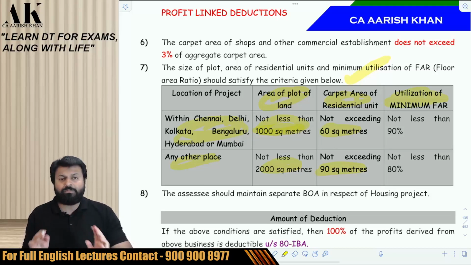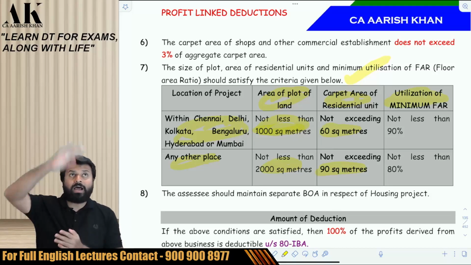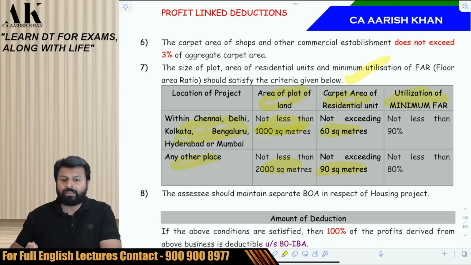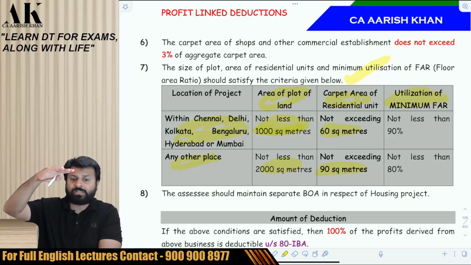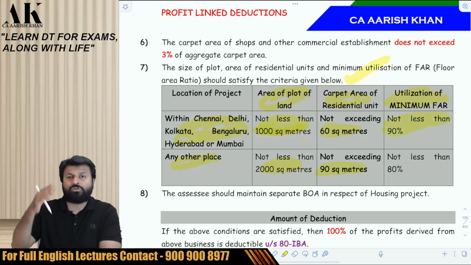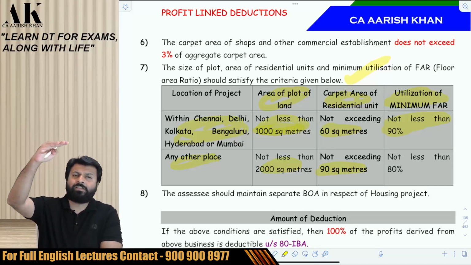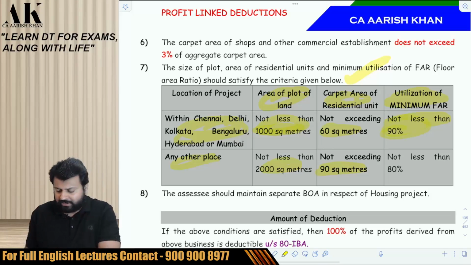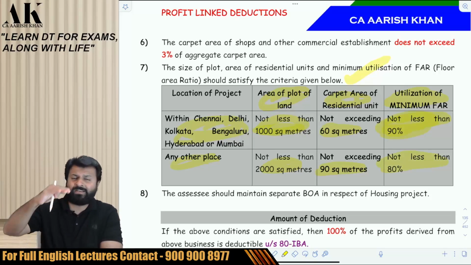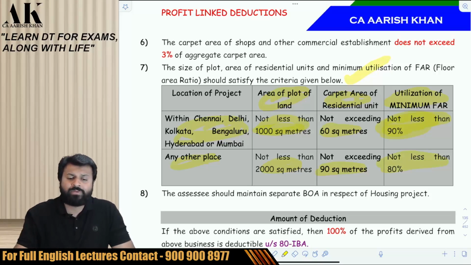Third, utilization of minimum floor area ratio. That is the height. How much should be the height of the building? If the government is allowing you this much height, then in a metro city you should achieve at least 90% of that. It should not be less than 90%. If the government is telling you to make a building of 100 meters, then you should make a building of at least 90 meters. That is what this point has to say. In other than metro cities, the government is slightly lenient and says that your height should be at least 80% of what is allowed to you.